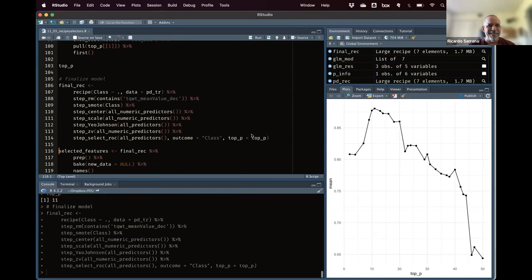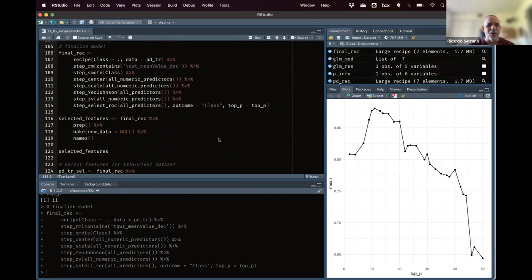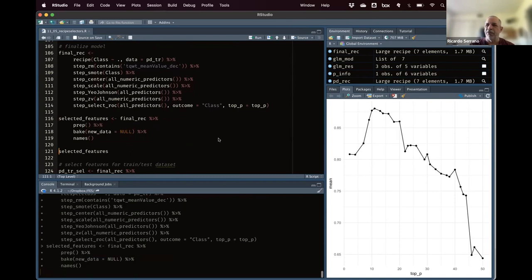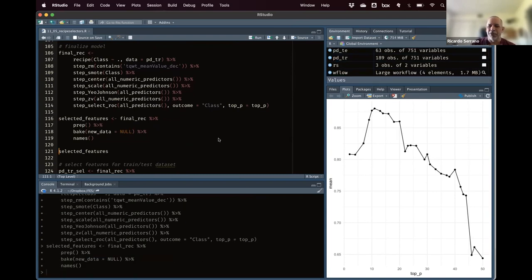Okay. So we got here, and we chart those predictors, right? So from the recipe, you can prep it, you can bake it, and then extract the column names of the predictors.